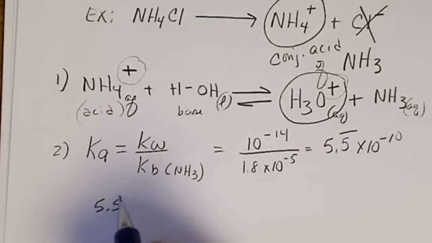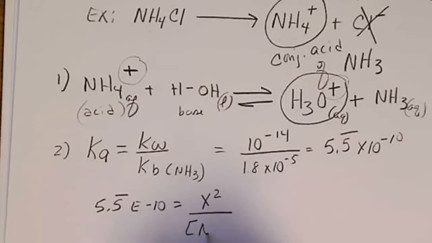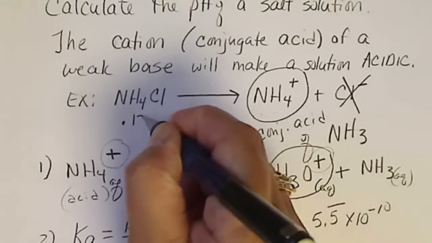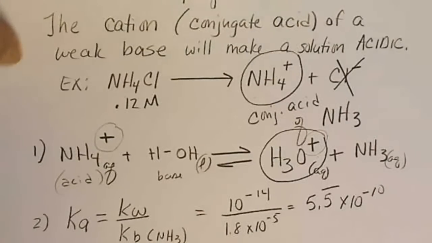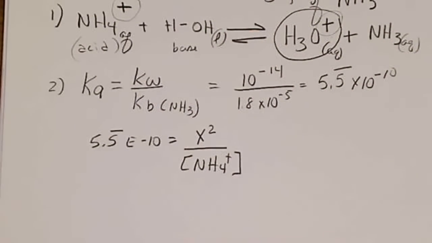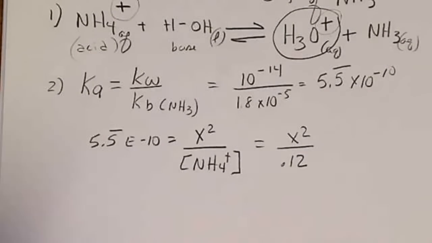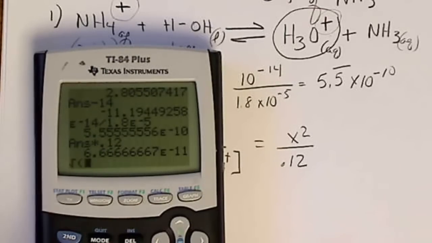So we'll have 5.5 times 10 to the minus 10 equals x squared over the concentration of the NH4 plus. Okay. And in this problem, I failed to give us that example. We'll assume that we have a 0.12 molar solution of ammonium chloride. It's the same as the salts that we were using in the previous videos. So we set this equal to x squared over 0.12, and I'm going to leave this number in the calculator and multiply both sides by 0.12. Take the square root of that.